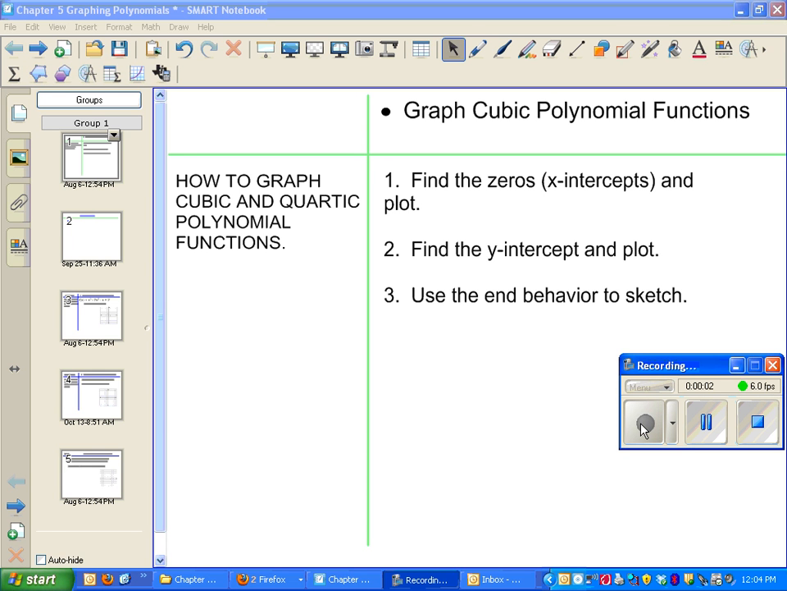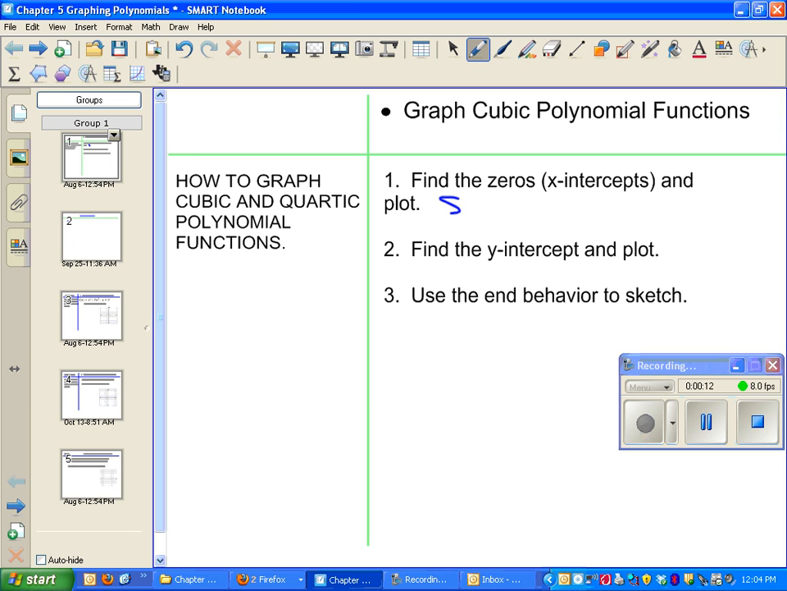Okay, welcome to graphing cubic and quartic polynomial functions. These are the 3 steps. So we need to find the zeros, the x-intercepts, and plot. And usually we do that by synthetic division and factoring. And then setting those factors equal to 0, which we've been practicing a lot. So you're really good at that.